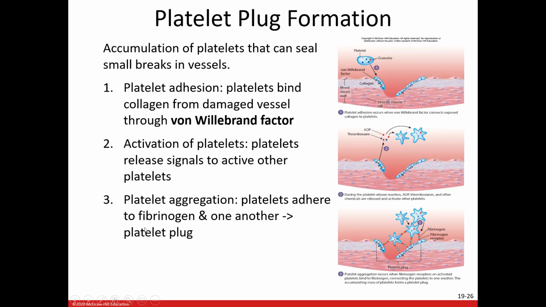Ultimately, you have what's called platelet aggregation that occurs, in which a bunch of platelets adhere to one another, as well as to the substance fibrinogen, which helps stitch them all together. And ultimately, when you have this complex of platelets and fibrinogen holding things together, you have what's called the platelet plug formed.